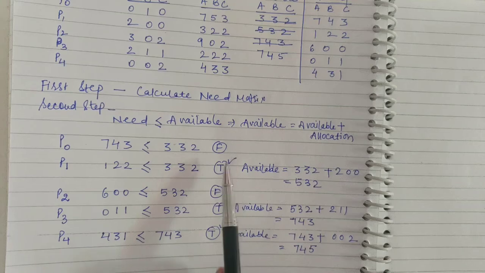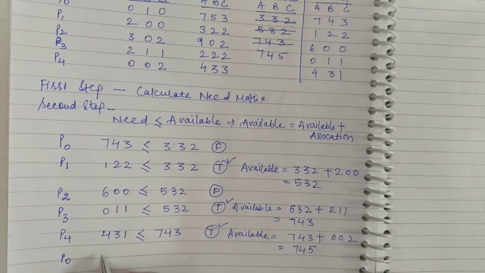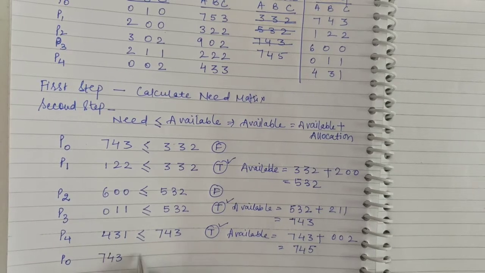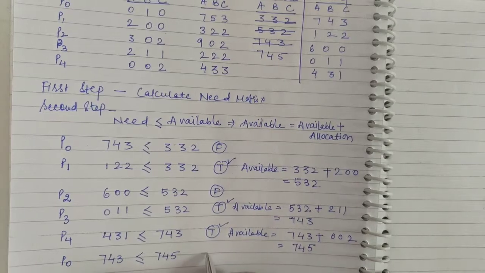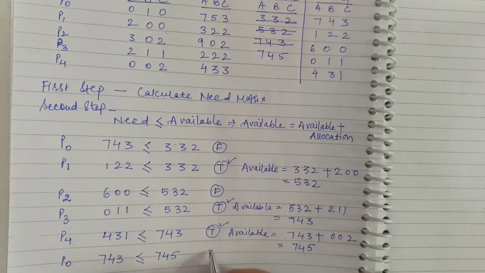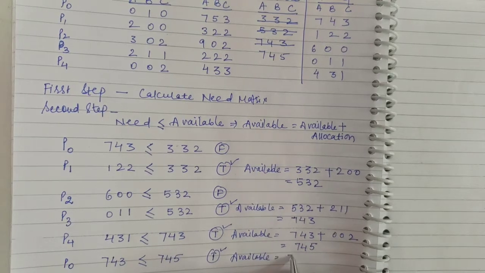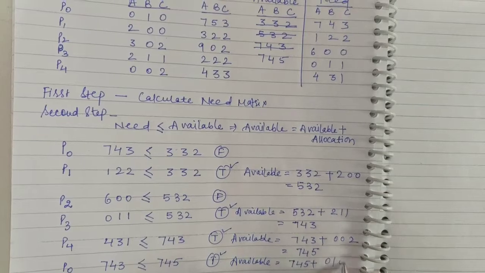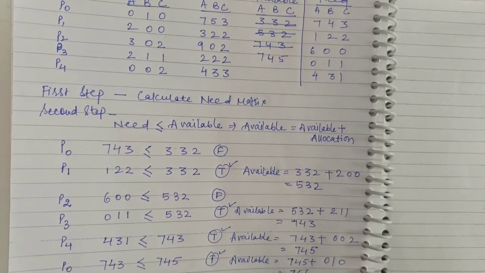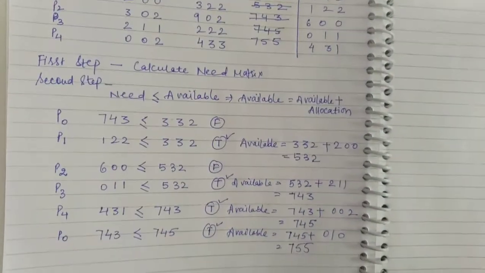So again we will check for these. Process P0, it is 743. We will compare it with this new value 745. Yes, it is true. So we'll update the available, and it becomes 745 plus this allocation, which is 010, so it becomes 755, and we'll update this to 755.